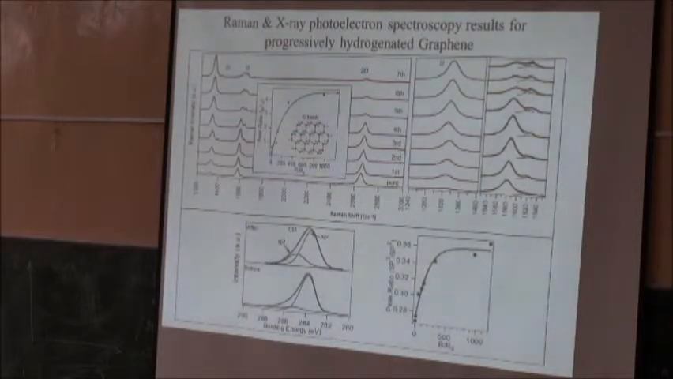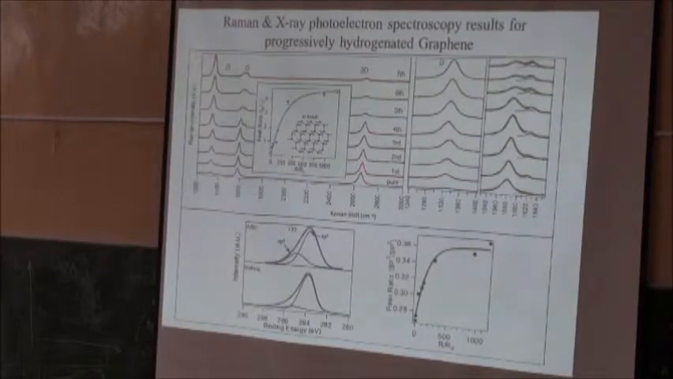So that comes around 1600 centimeter inverse. Then this is called the disorder band. So that means if you have a perfect graphene, you should not have this band. Then we have the second order of this one. This is around 1300, so this comes around 2600. So this is the second order of this peak.